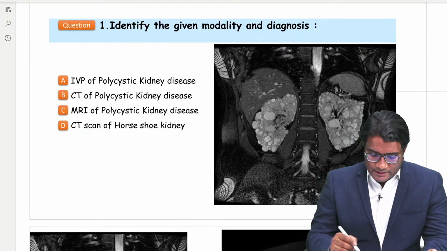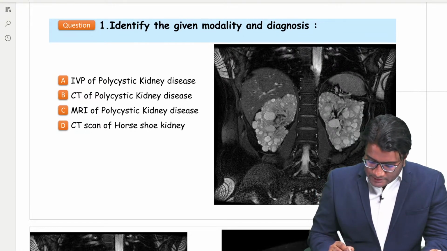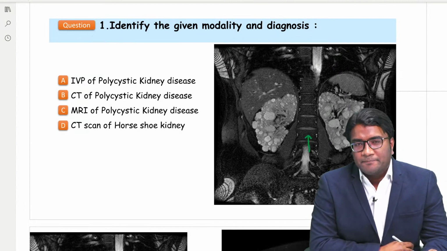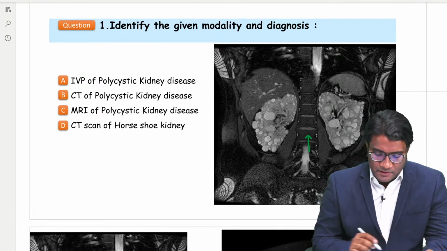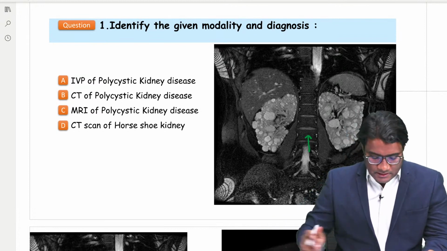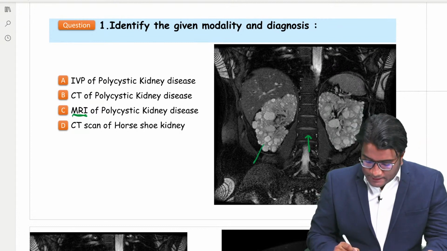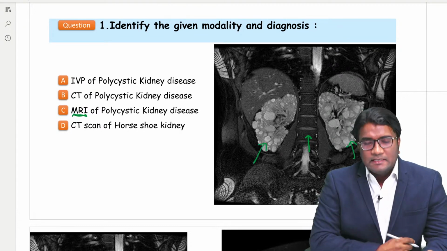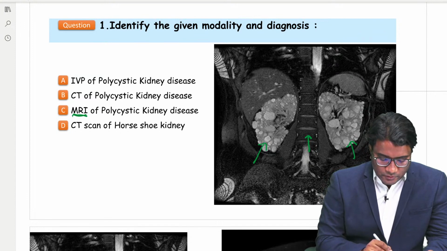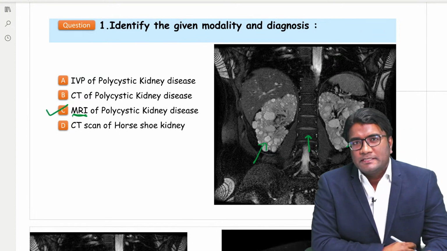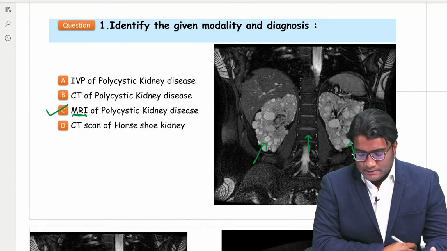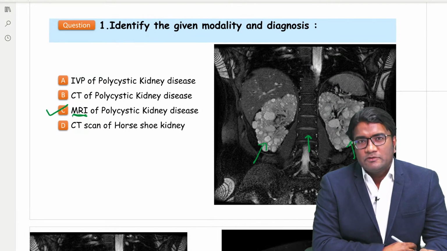So first of all, look at the image here. In this image, I hope you can see that the cortex of the bone is appearing black. So when the bone is black, it is MRI. So this image is an MRI image. And what do you see here? In both the kidneys, bilaterally, you see multiple cysts. So you can know this is MRI of a polycystic kidney disease. Bilaterally enlarged kidneys with multiple cysts diffusely in the parenchyma, right?